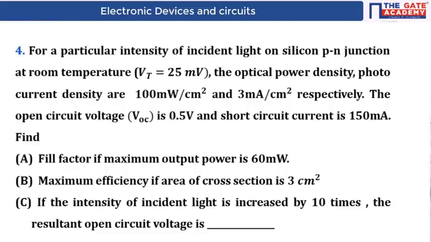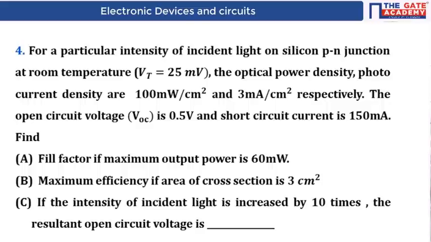At room temperature, it is given that the thermal voltage is going to be 25 millivolts. The open circuit voltage under those conditions is 0.5 volts, and the short circuit current is given to be 150 milliamperes. So this is the data which is given in the question.